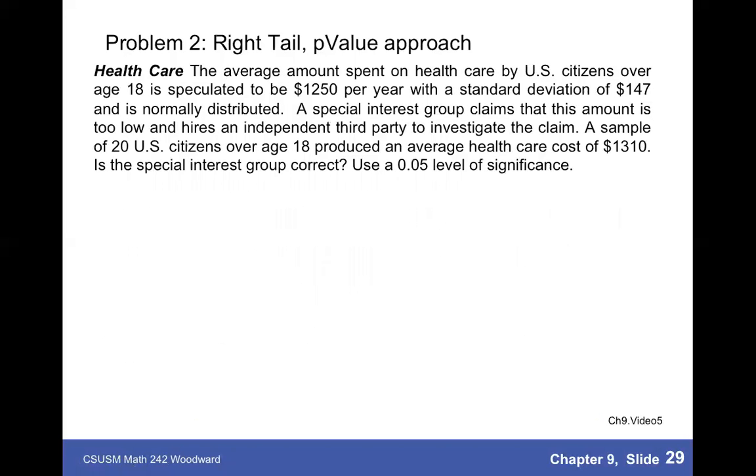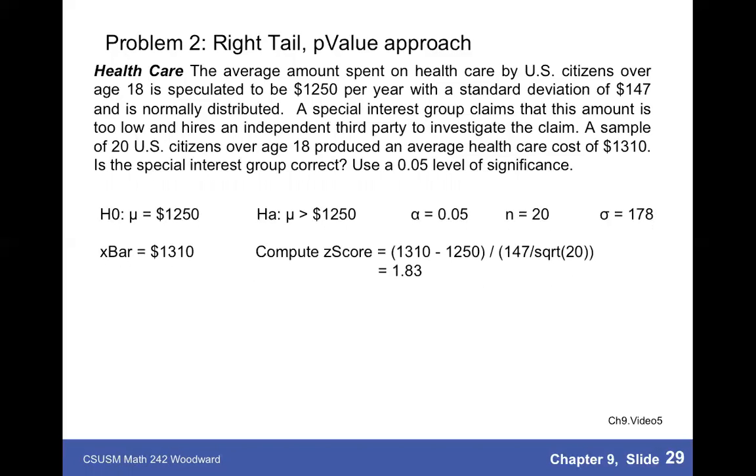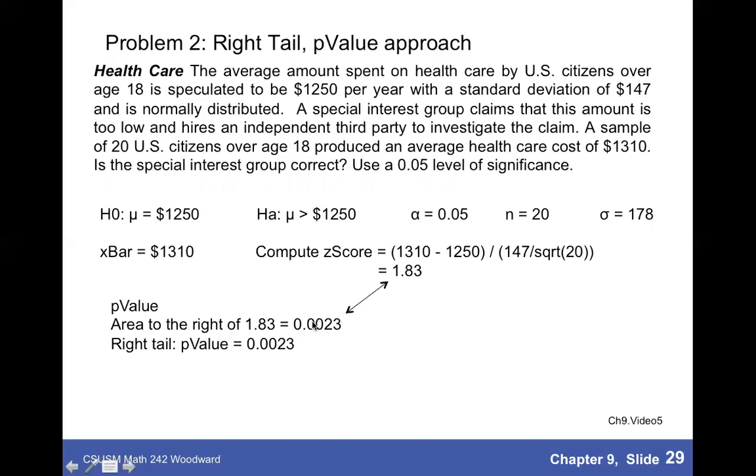Okay, and then the same thing with the right tail approach. We have those same numbers, and we compute the z-score, 1.83. It's a right tail test, so I look up 1.83, and the area to the right of 1.83 is 0.0336. I should have put in another step there. Let's see, did I? No.